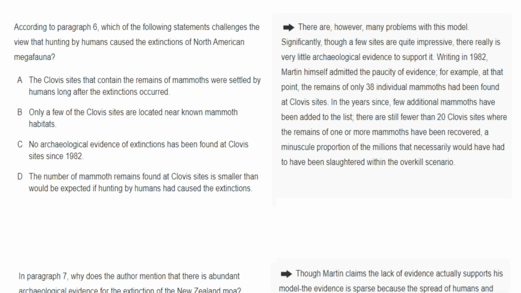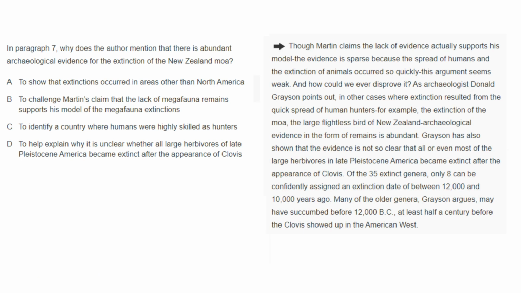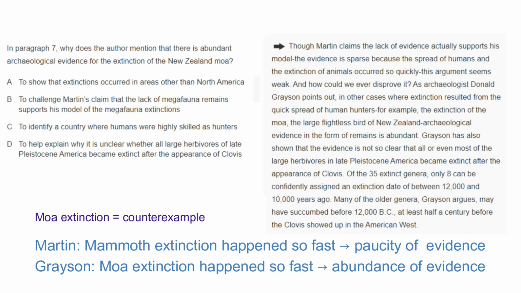Q6. Let's consider the question. Why does the author mention that there is abundant archaeological evidence for the Moa extinction? The Moa example by Grayson was mentioned to respond to Martin's claim that there is not much evidence of mammoth bones in the Clovis sites because it happened so fast. So the Moa evidence is to refute Martin's claim.